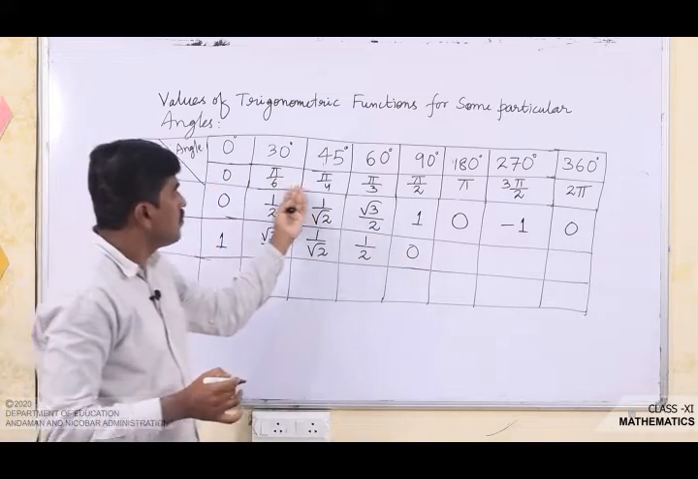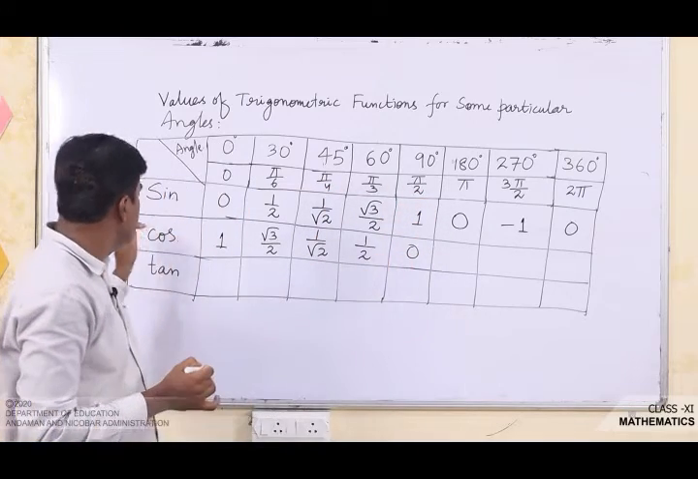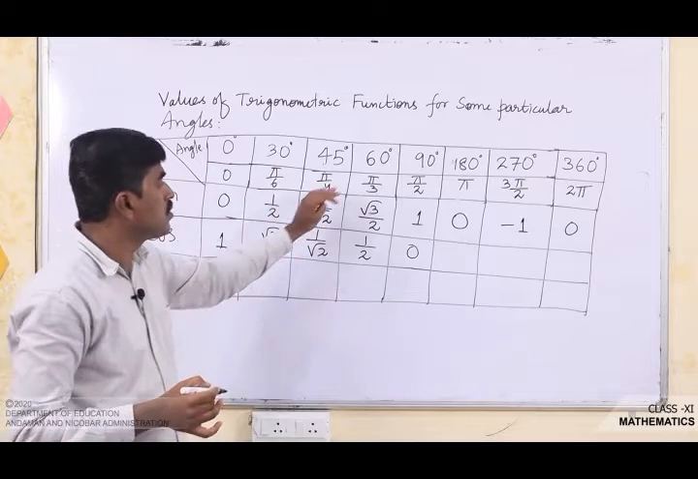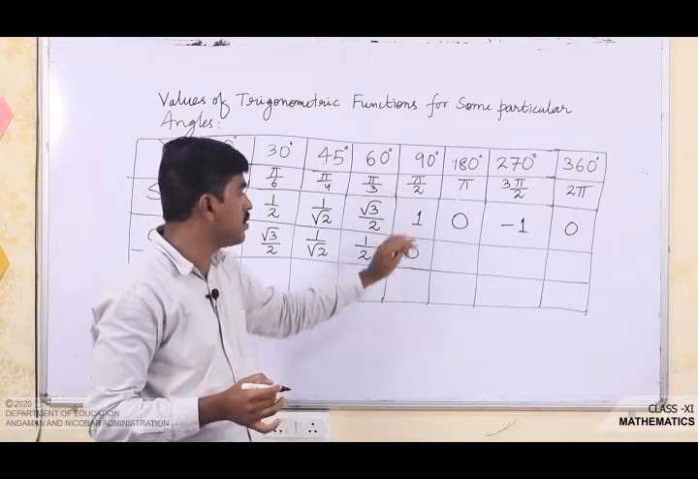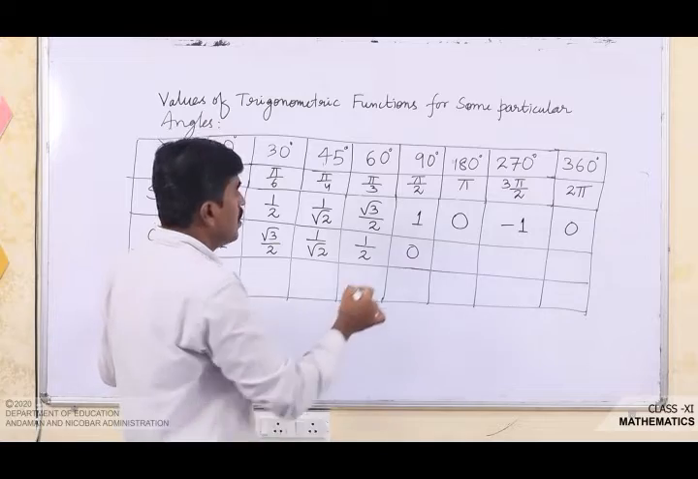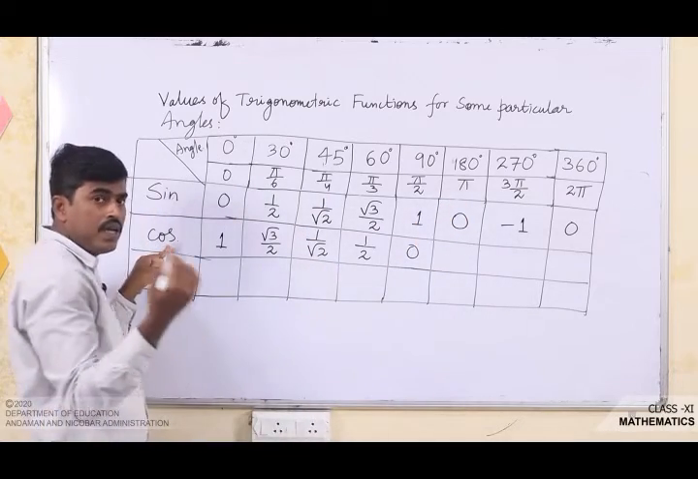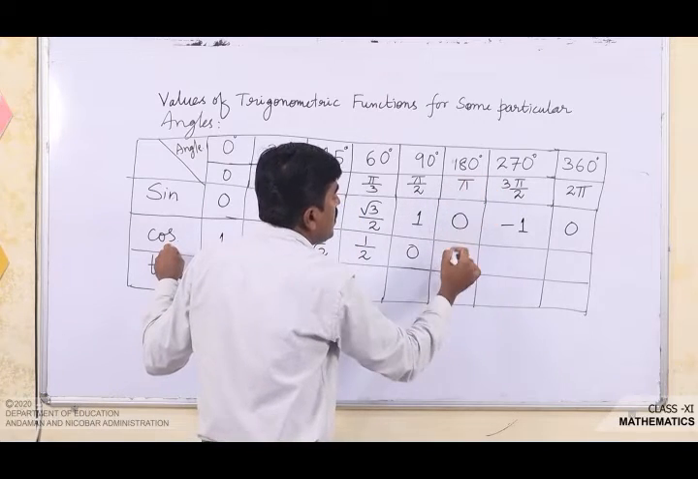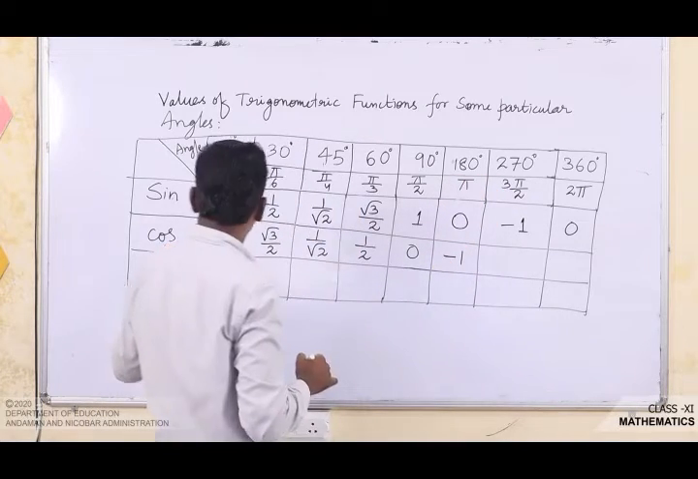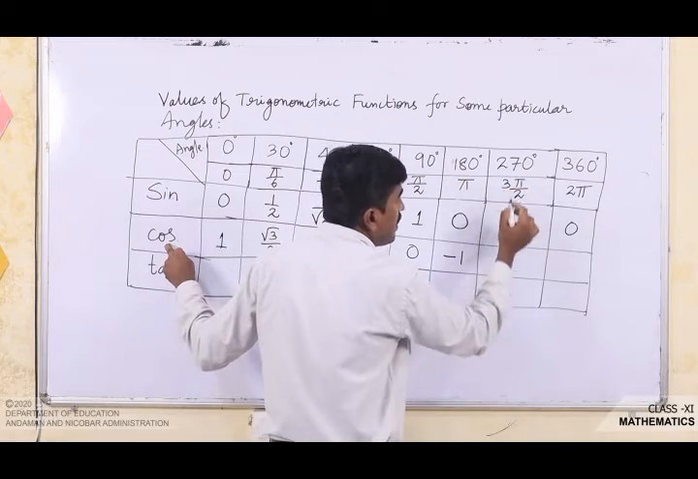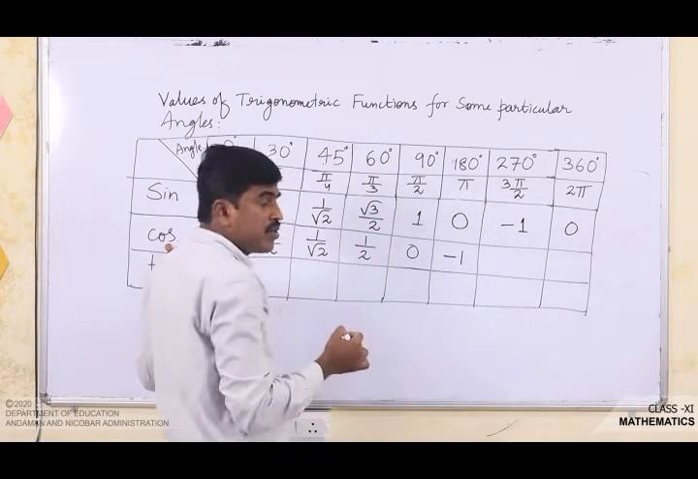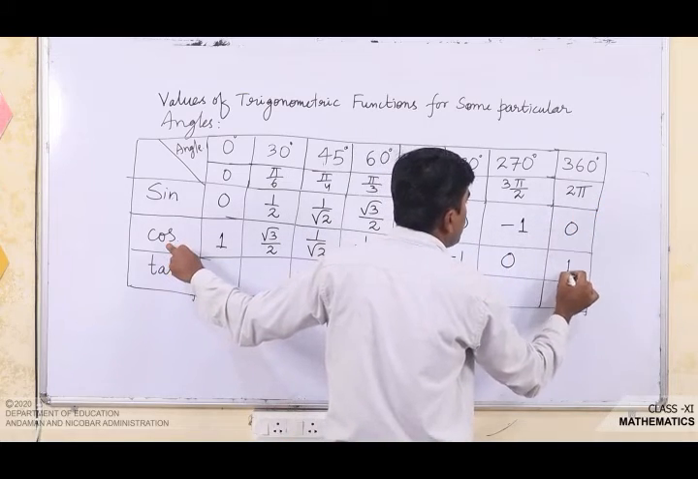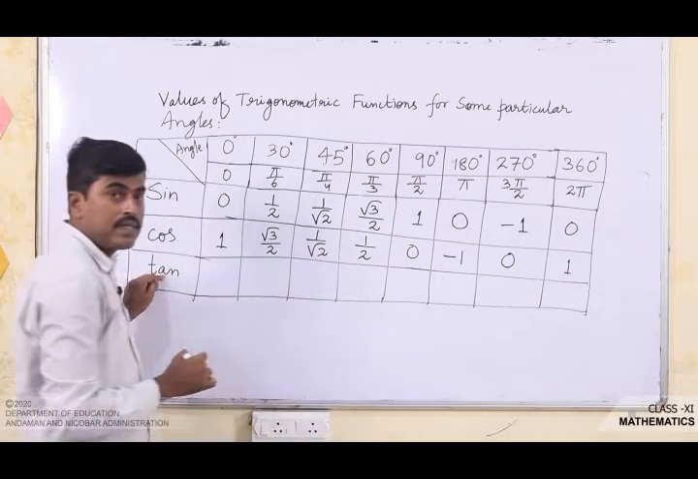That means for radians also the values are the same. So cos 0 is 1, cos pi by 6 is root 3 by 2, cos pi by 4 is 1 by root 2, cos pi by 3 is 1 by 2, cos pi by 2 is 0, that is cos 90. Now cos pi, I told you in the previous section, is minus 1, and cos 3 pi by 2 is 0. At all odd multiples of pi by 2, cos is 0. And cos 2 pi is 1.